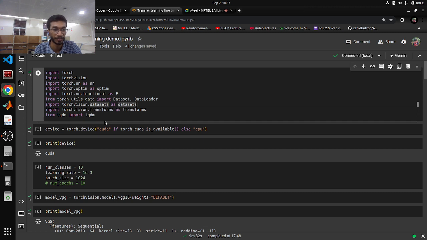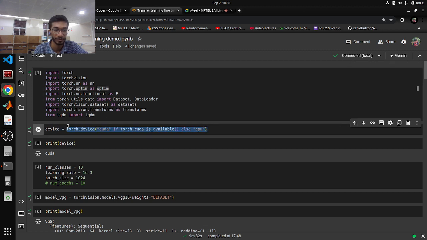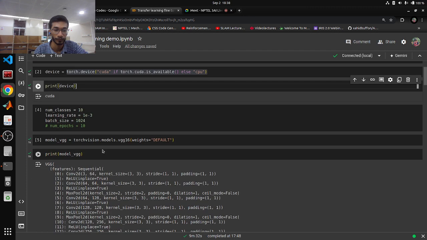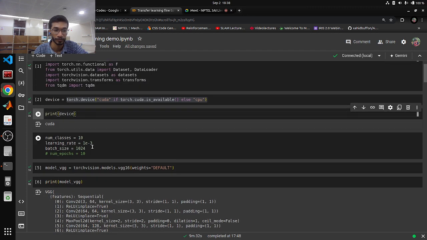The first part of the code is just importing several libraries. Maybe you can run this cell to ensure that it's working properly. Then here we are setting the device and just printing it. So if you have set the runtime type to GPU, you should be able to see the device as CUDA.